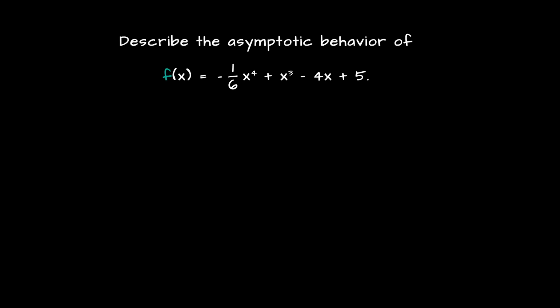So let's try to describe the asymptotic behavior of the polynomial minus 1/6 times x to the fourth plus x cubed minus 4x plus 5. The key idea is that we only have to focus our attention on the highest power of x, in other words, the term that determines the degree of the polynomial, and the leading coefficient, which in this case is minus 1/6. The asymptotic behavior of the polynomial will be the same as the asymptotic behavior of the power function inside our yellow box. Namely, as x goes to positive or to negative infinity, the polynomial will go to negative infinity.